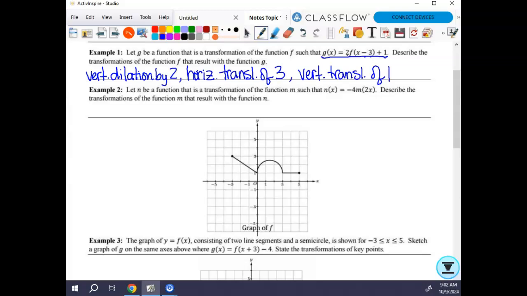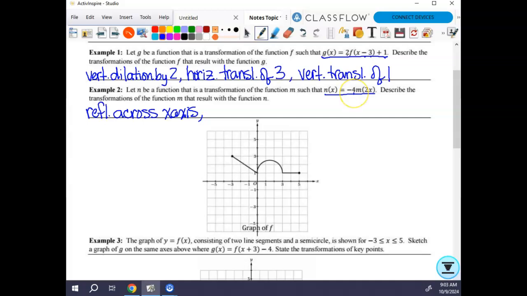Let n be a function that is a transformation of function m such that we get this, and we're going to describe the transformations. All right, if I am multiplying by a negative, I don't look at that really as a -4 as far as transformations are concerned. I've got to split those. So if I'm going to multiply by a negative, that means I have a reflection. Okay, so I'm going to reflect across. Now, does that negative sign affect x or y? Y. It affects y because it's on the outside, right? It affects y, so we reflect across what? X. Very good. Okay, so we reflect across the x-axis.